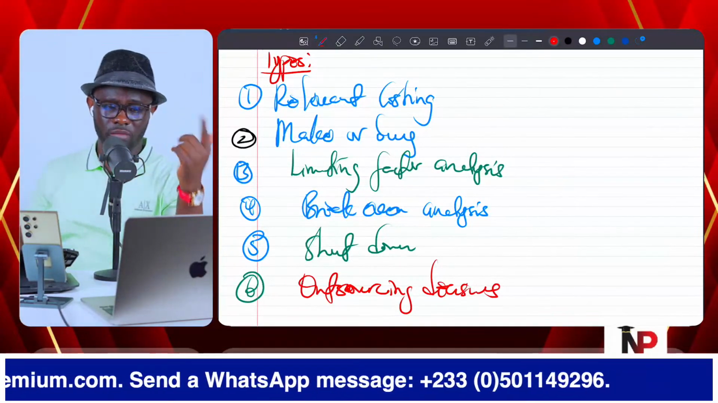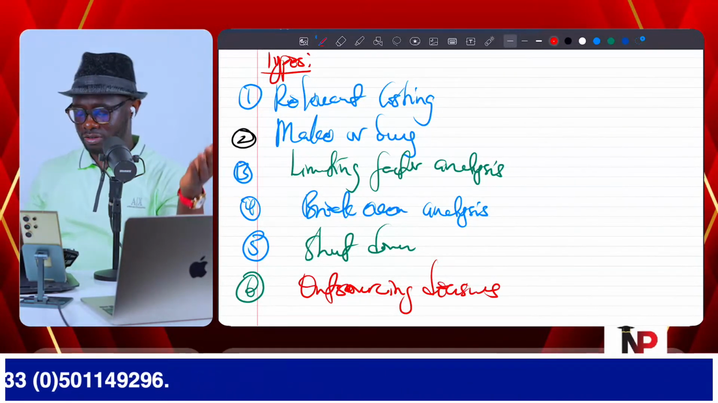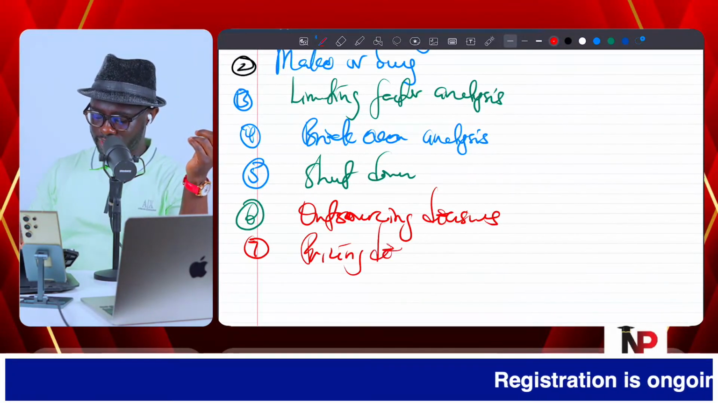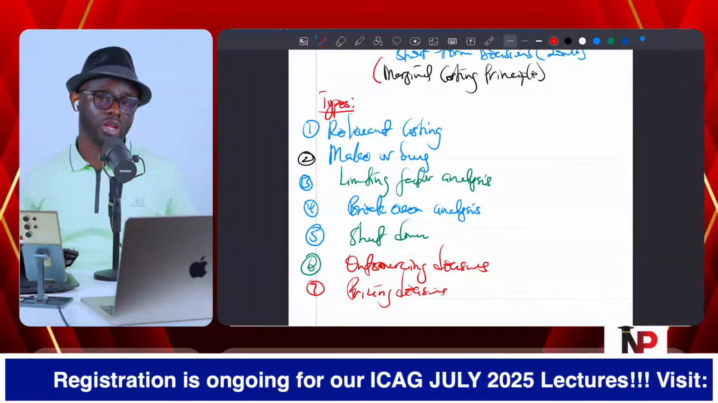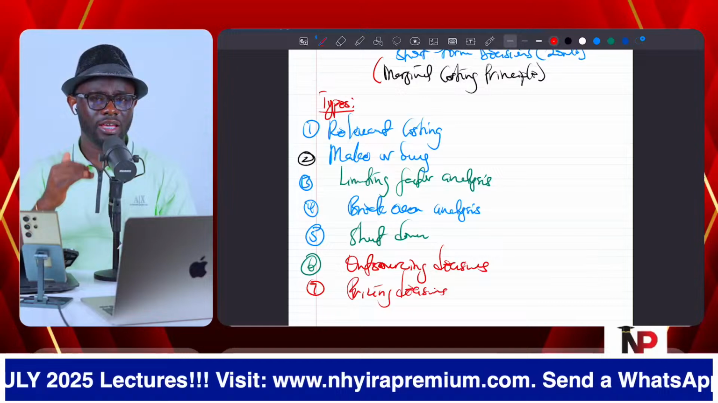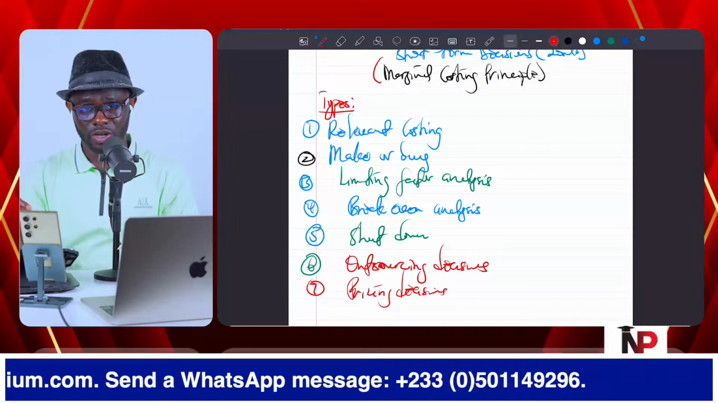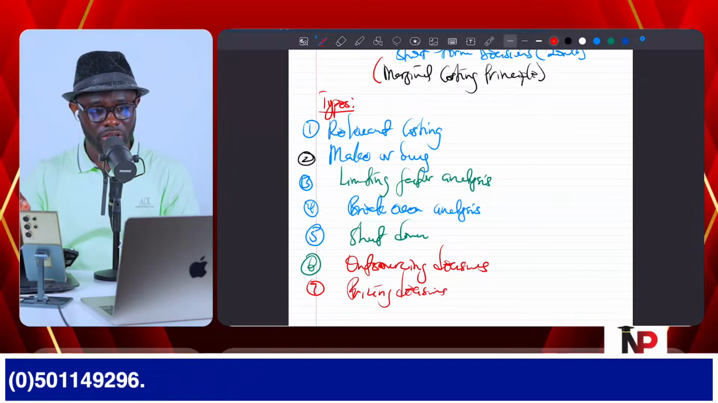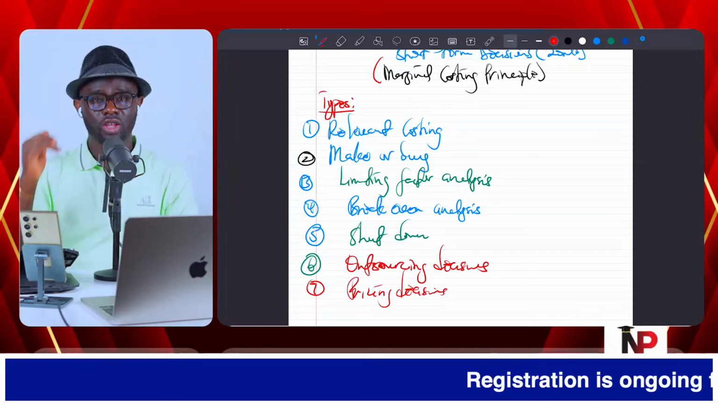So relevant costing, make or buy, break even analysis, limiting factor analysis, shutdown decision, pricing decisions. These are some of the things we must understand here for 20 marks. Remember, each of these we are applying the marginal costing principle. And under each of them, there are some theories you must understand. So when it comes to make or buy, there are theories there. When it comes to limiting factor, there are theories there. Break-even analysis, there are theories there. We come to outsourcing decisions as a theory area, pricing decision, theory area.